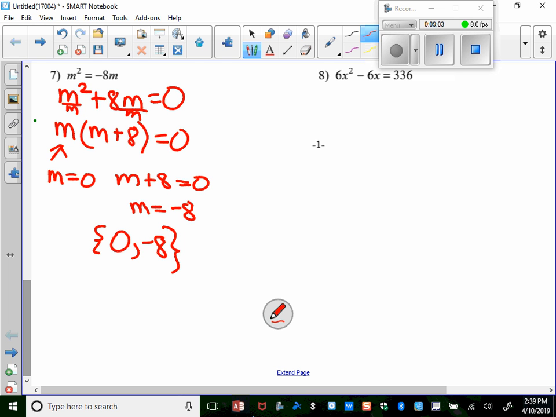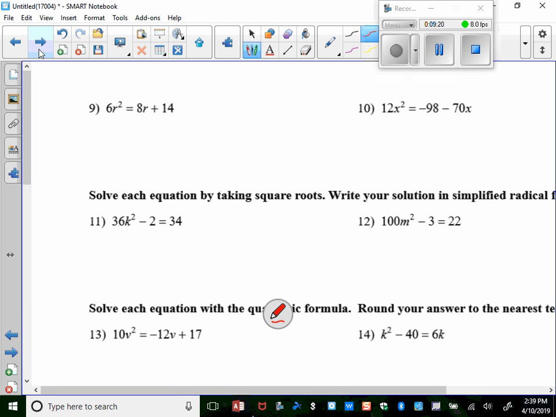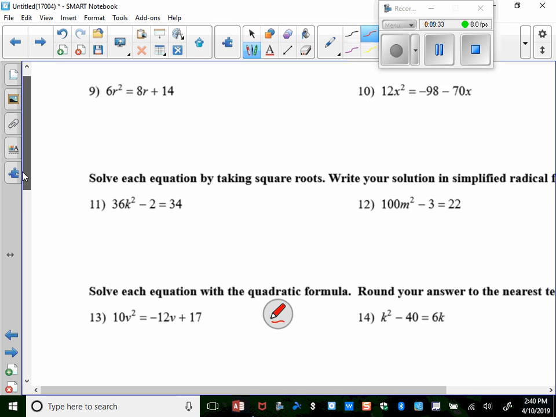So that's with factoring. Now, here in number 8, when you do that one, make sure you take out a GCF. Okay, it should be either divisible by 3, 2, or 6. It's one of those numbers. Okay, so just make sure in number 8 you take out a GCF. All right. Let's go down to how do you solve by taking the square root. It's number 11.